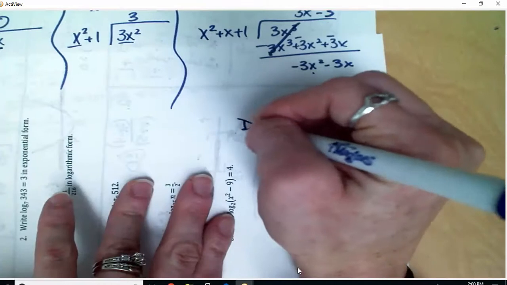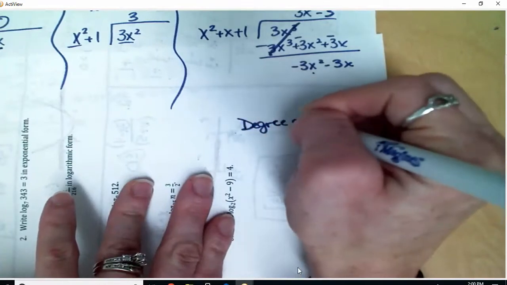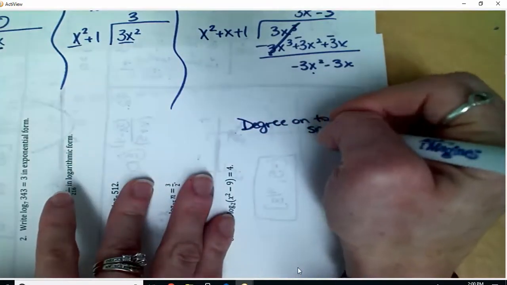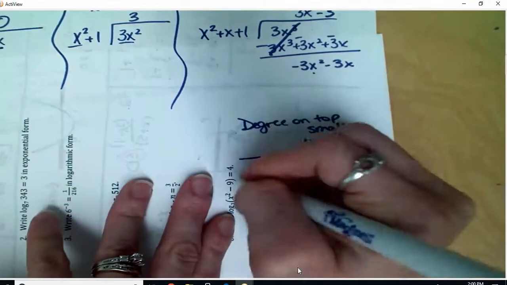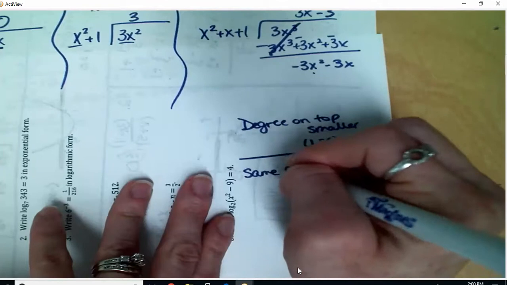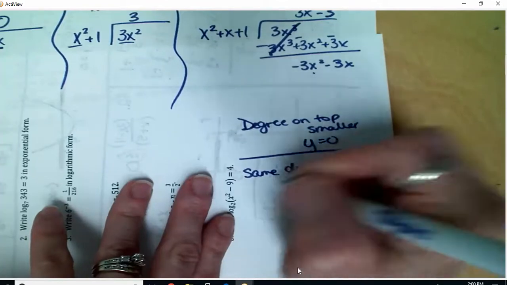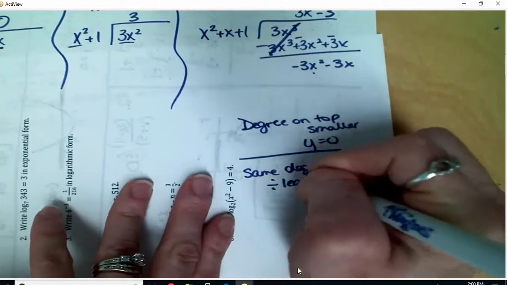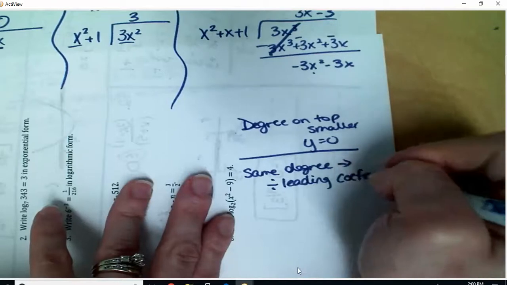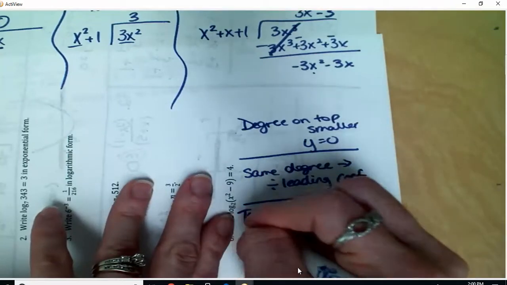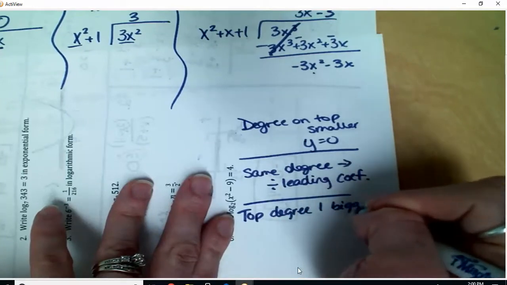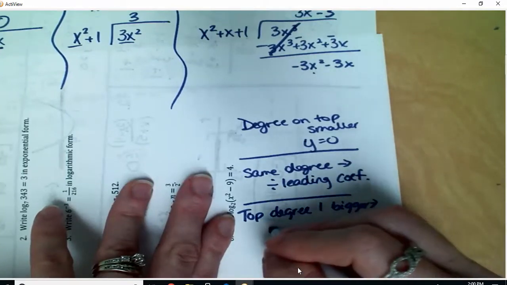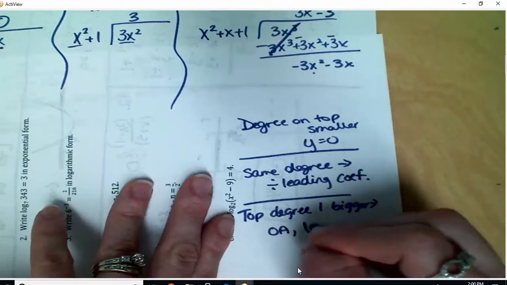If you just want to memorize the rules, if the degree on top is smaller, then it's y equals 0. Same degree, you divide the leading coefficients. Top degree 1 bigger, that's when it's oblique, you do the long division.